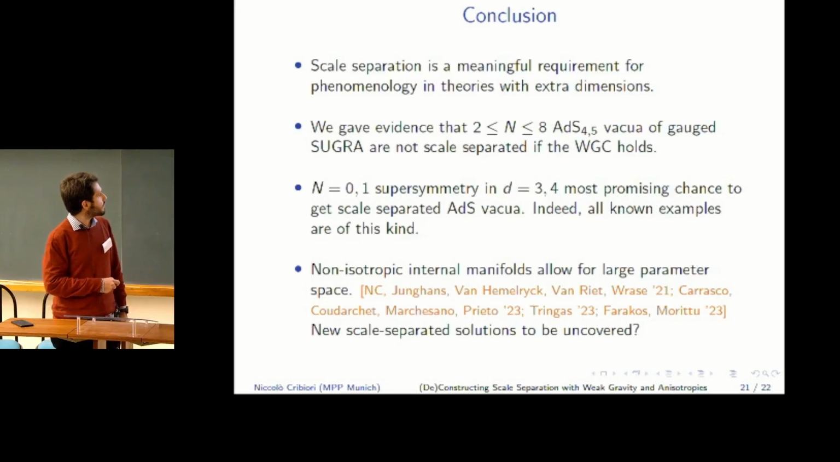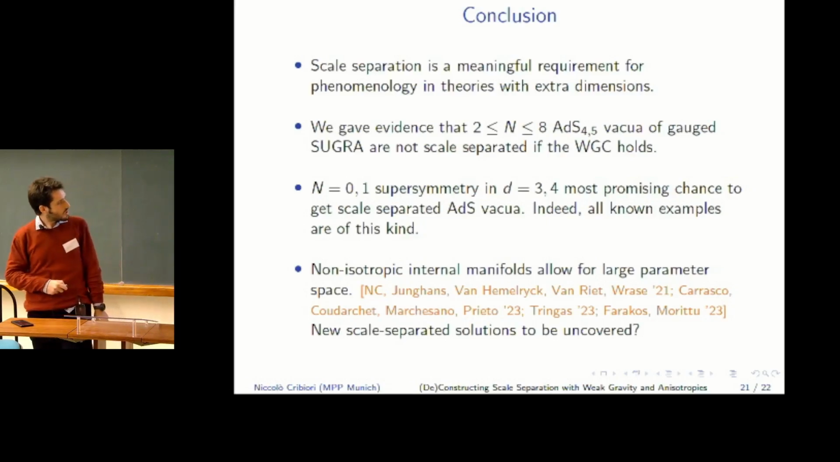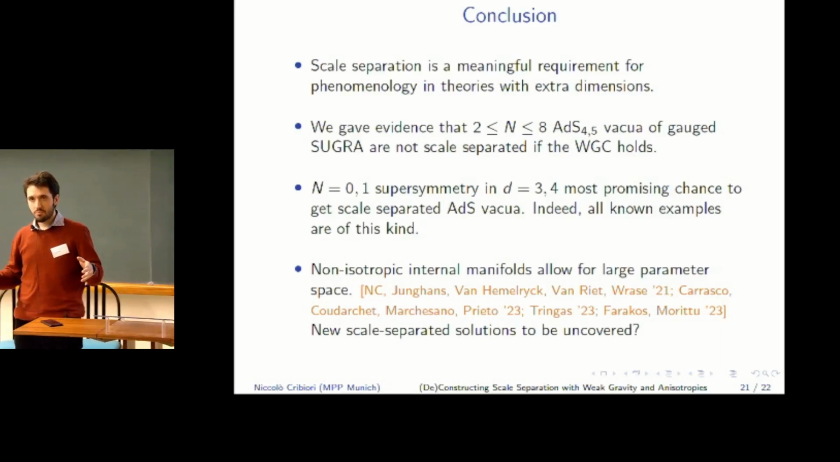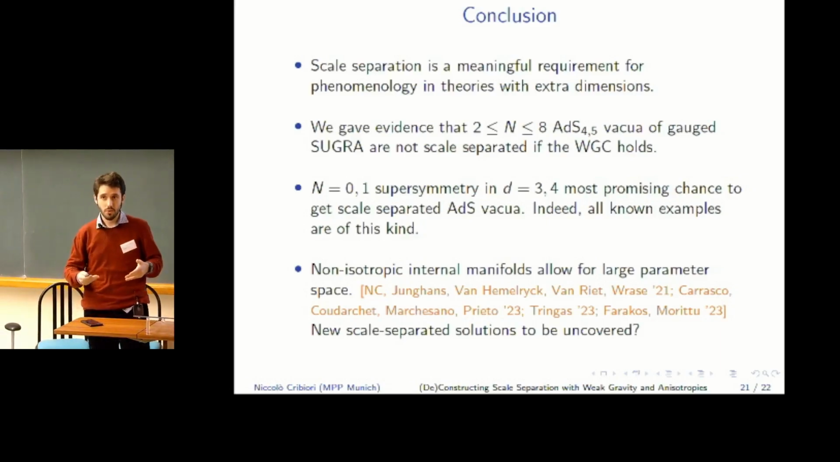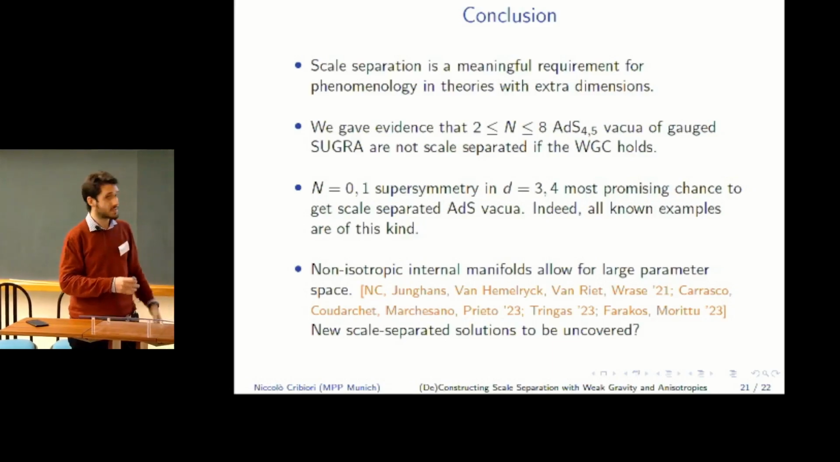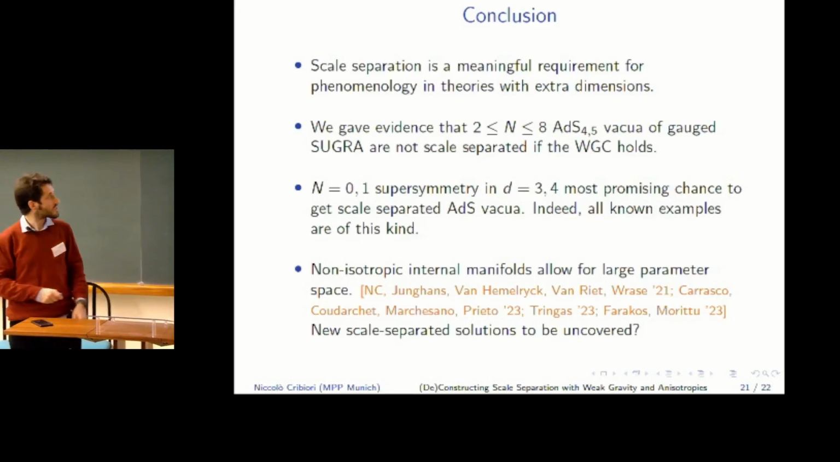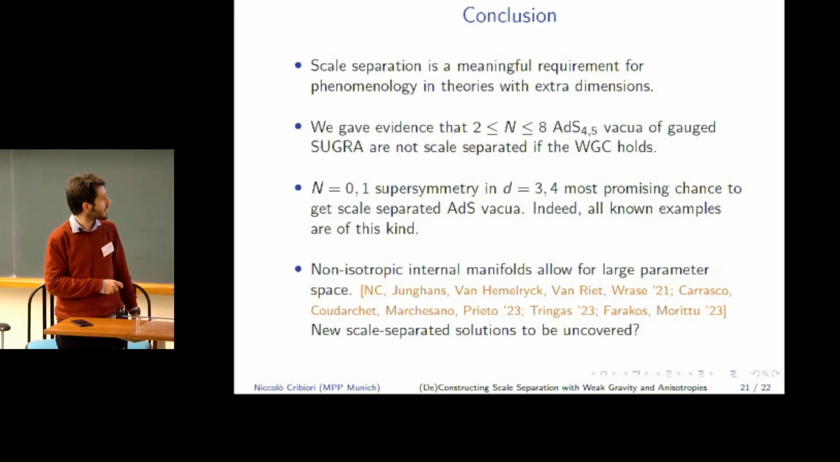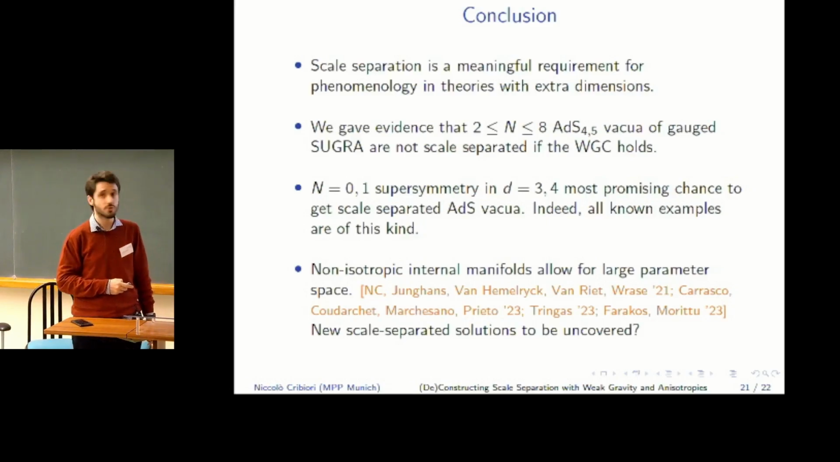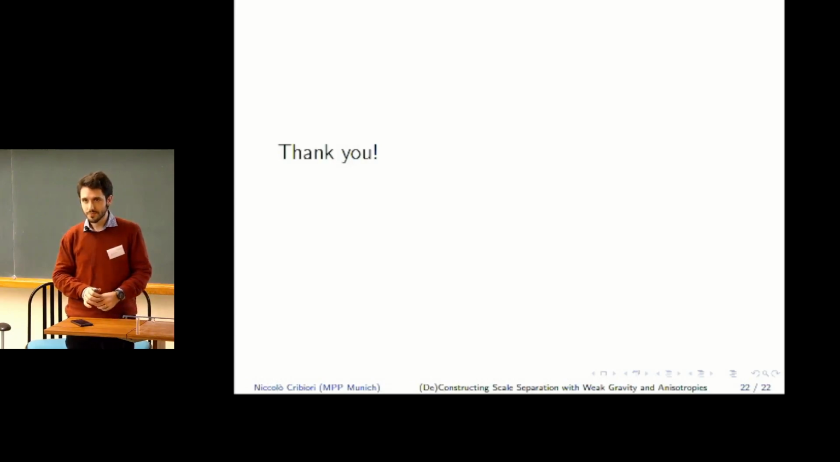And for the second part, I think one of the lessons you can draw from these works is that probably there are more solutions with scale separation we are not aware of, at least at the supergravity level, even the smeared level. But you have to ask for non-isotropic cases. Indeed, very recently there is a series of works going in this direction, and I think that is a very promising direction of research. So, thank you.